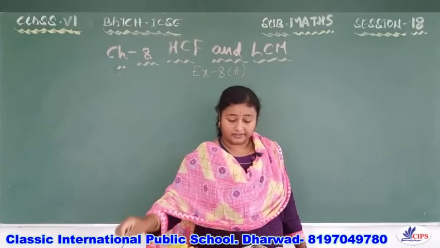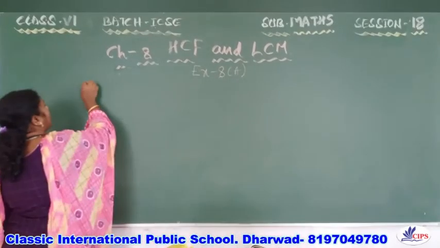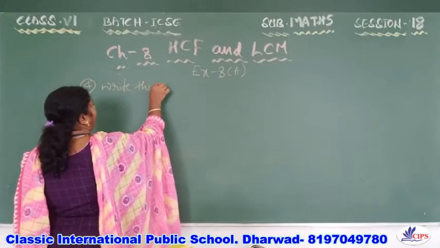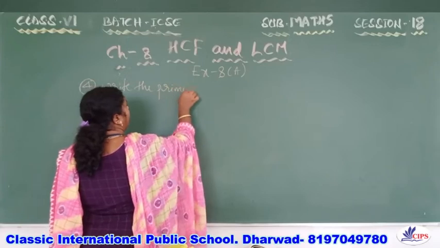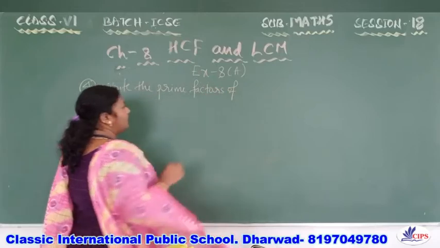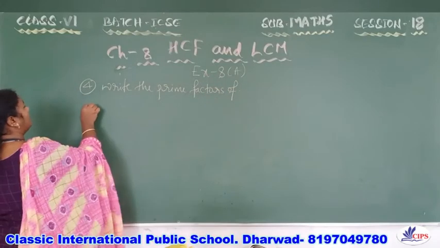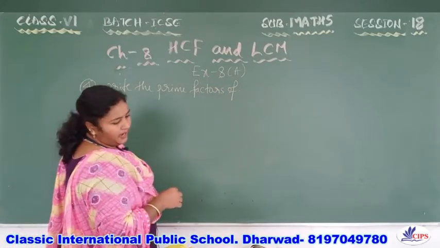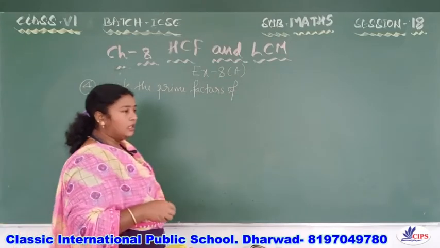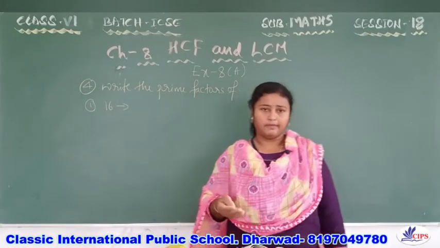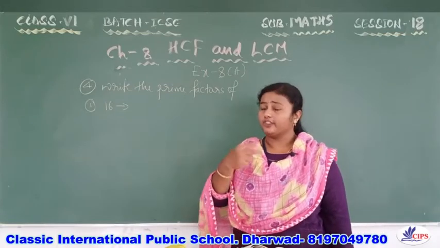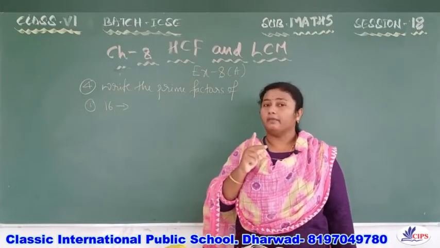Write the prime factors of. Fourth main. So question number 1, they have given the prime factors of 16. They told you to write the prime factors of 16. Factors may be prime numbers or composite numbers, it may be any number, but among them you have to take only the prime numbers.